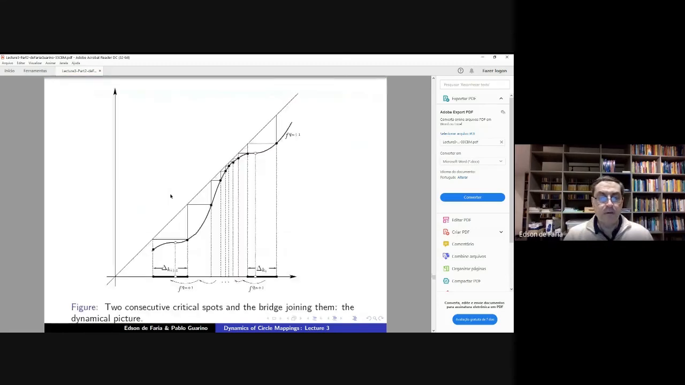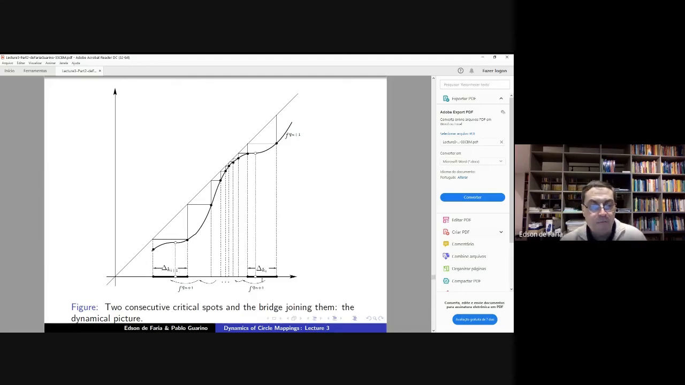So here's a dynamical picture of what's happening. You have this map F^(q_{n+1}), which is a power of F, which is a first return. And in this picture, the 2 white dots that you see on the graph correspond to critical points of the map. So you have 2 consecutive critical spots that are marked here, delta sub k sub i and delta sub k sub i plus 1. And in between them, the map F^(q_n) is mapping each one of these guys to the next one. So you have this dynamical picture here.